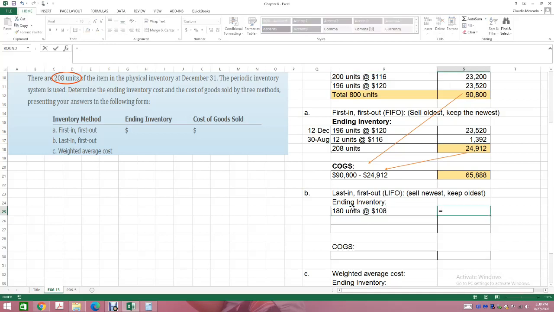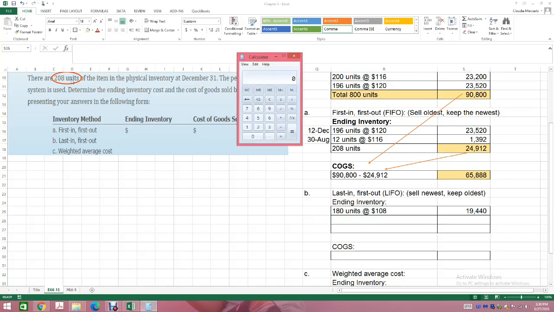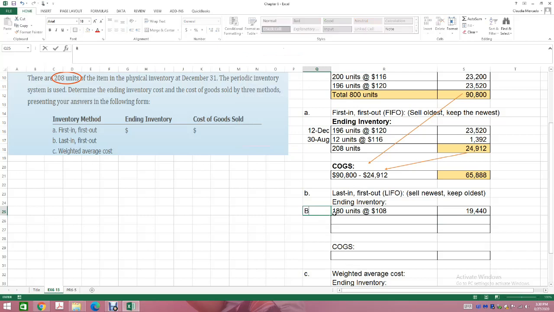So that's going to be 180 times 108, which is 19,440. And remember, we need to reach that 208 unit mark. That's how many units we have left at the end of the year. So we have 208 units, and I'm going to subtract my beginning inventory, which was 180. That means I still need 28 units to go.